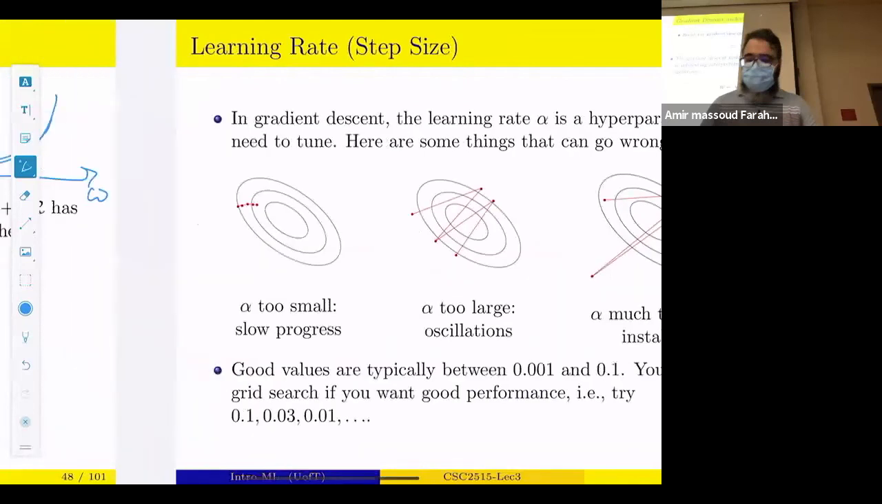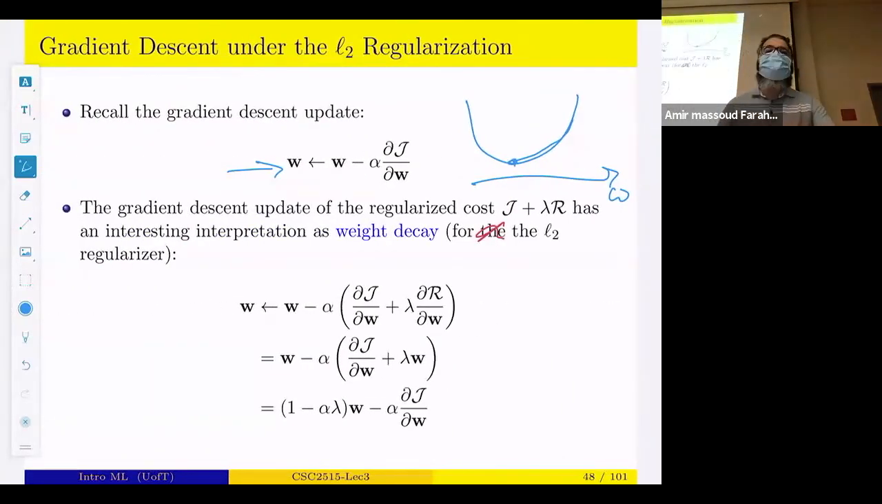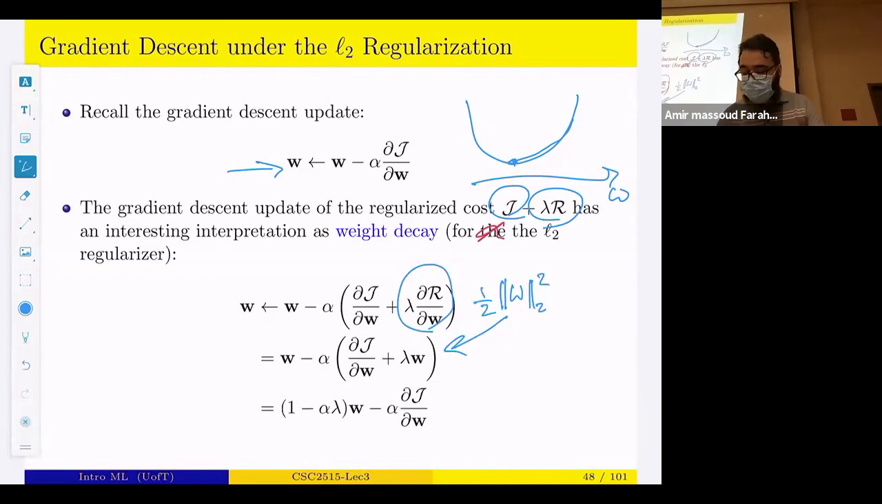Okay, so another thing is, if you have a regularizer, what happens? Essentially, instead of J, we have J plus lambda times the regularizer. If the regularizer is the L2 norm squared and we compute this gradient, we get some result like this. If I simplify the right-hand side, we have the interpretation: 1 minus alpha lambda times W, minus alpha times the gradient.